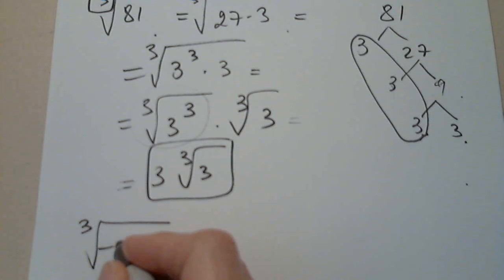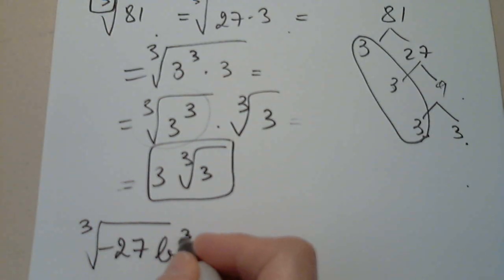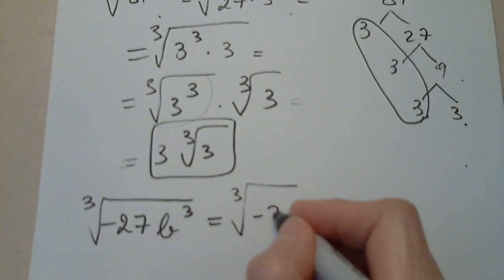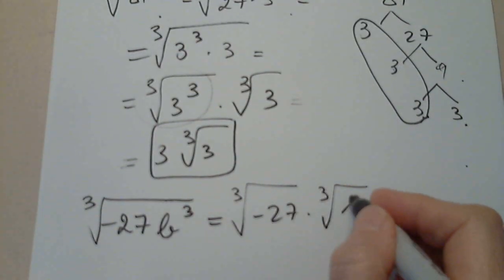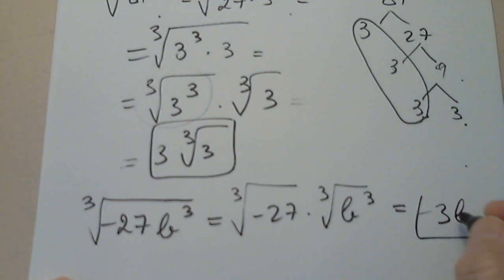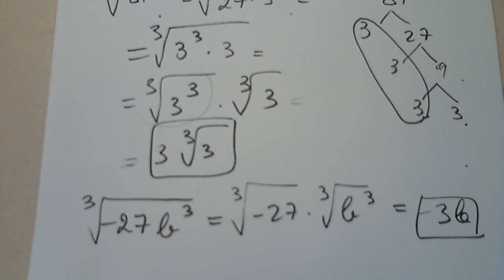The cube root of negative 27b to the third. You can split it if that's what you want to do first. What will this equal to? Negative 3b. That's it, negative 3b, and there is nothing else. We don't have to do anything else here. Any questions?